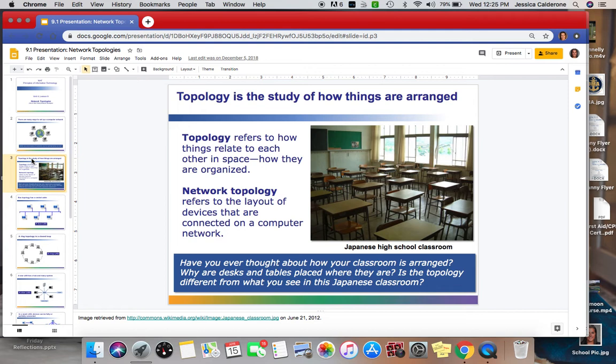Now, a network topology refers to the layout of devices or computers on a computer network. So at DMA, the topology is how the DMA network is designed. So there's computers in my classroom, there's computers in Mr. Green's classroom, then there's the iPad cart, then there's the laptop cart, and then each teacher has their own computers within their classroom as well. Okay, so that's a little bit about topology.